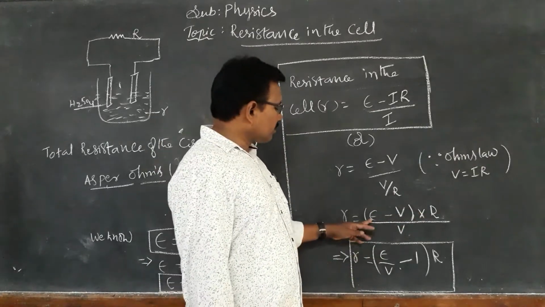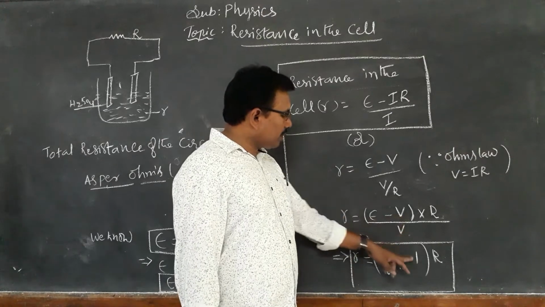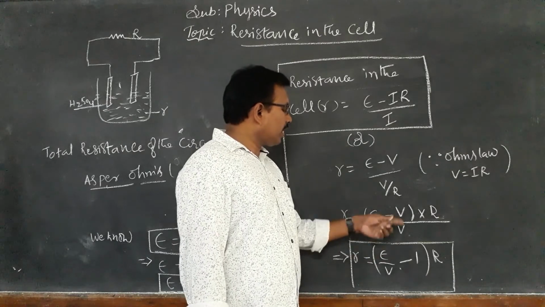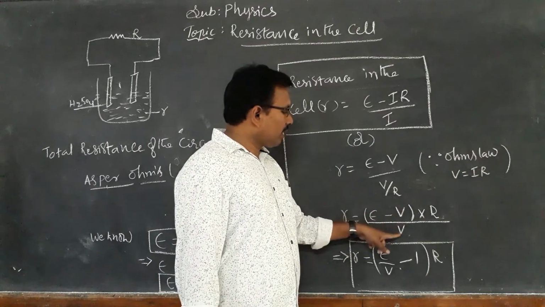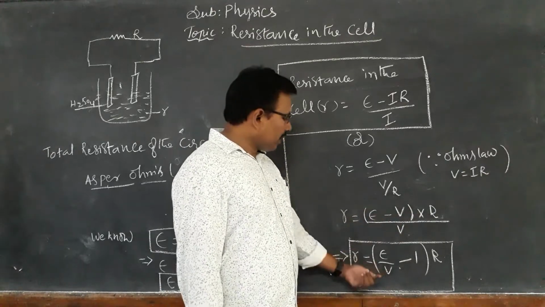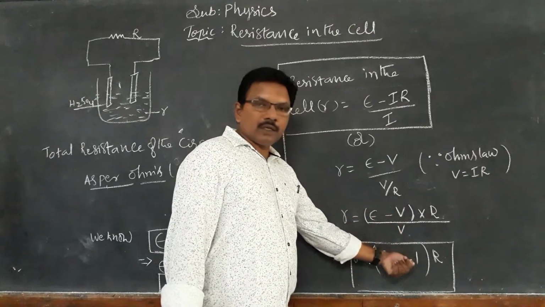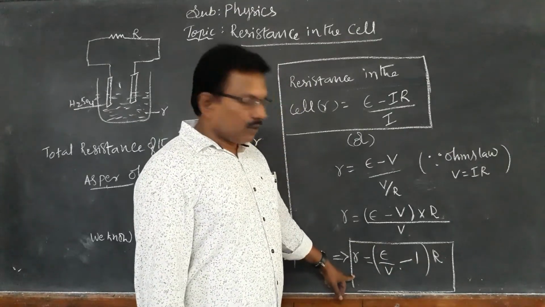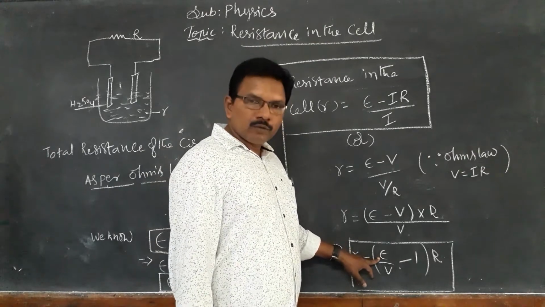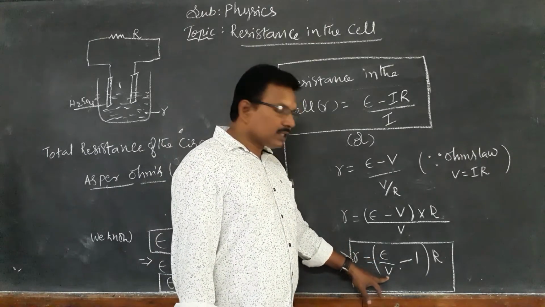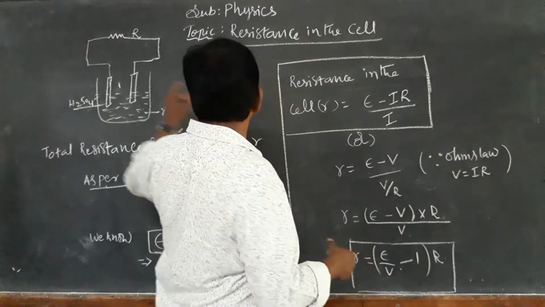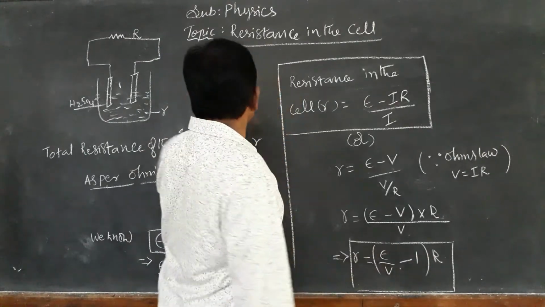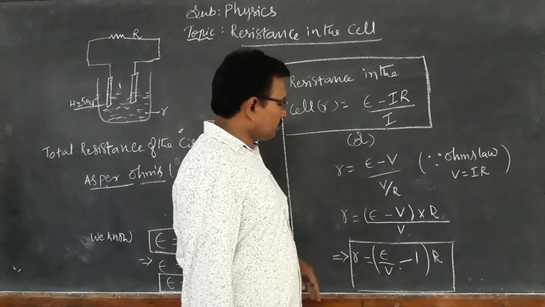Now we can modify this also. E by V minus V by V, which is 1. So the denominator V is common for both. So E by V minus 1, into capital R. This is another formula to find resistance. Here epsilon, the total EMF, by capital V, the potential difference of the circuit, minus 1, into capital R, the resistance of the outside circuit.